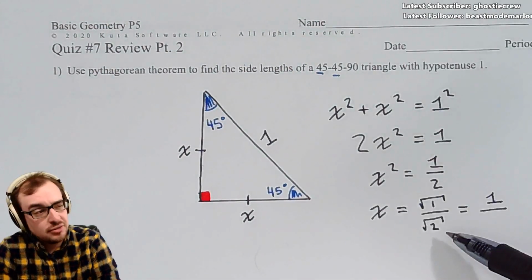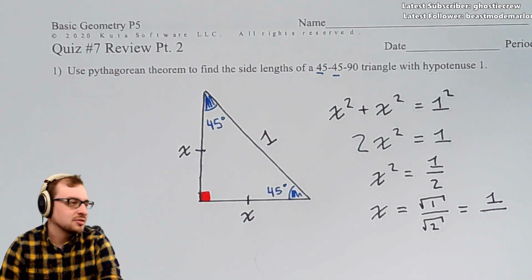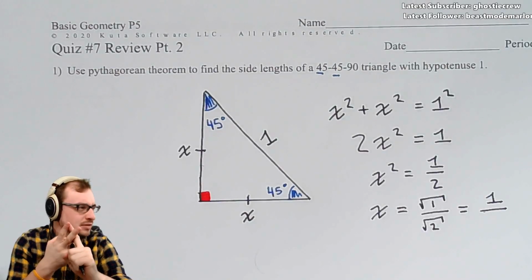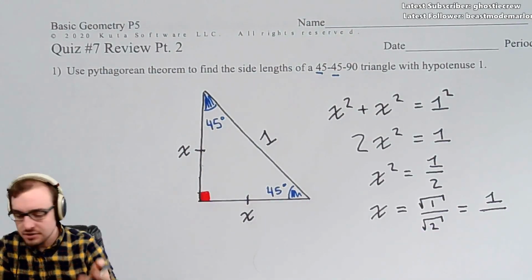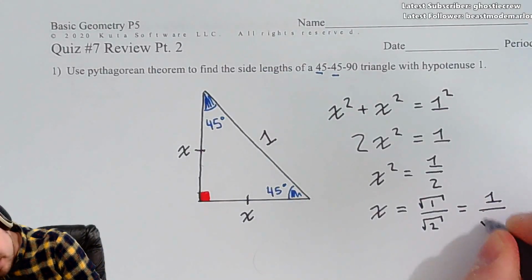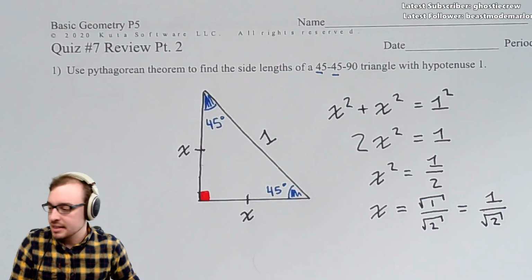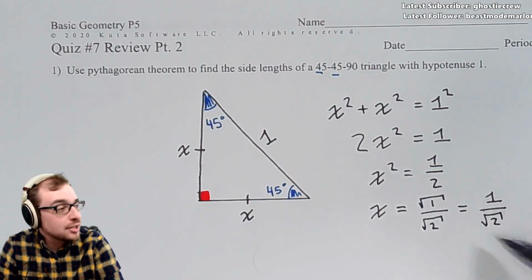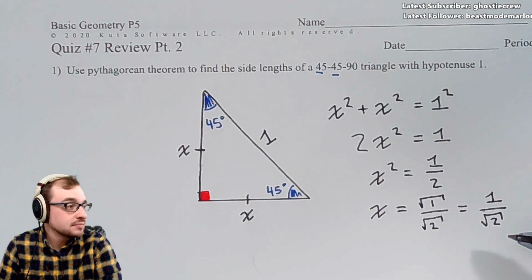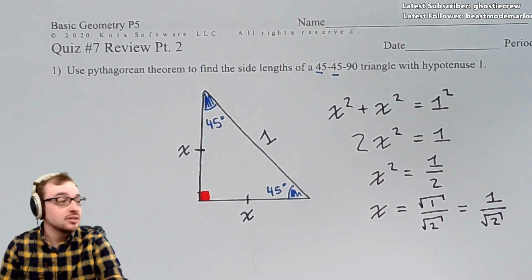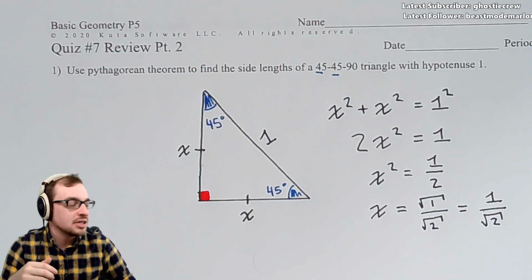What number times itself gets me 2? Well, there isn't a whole number times itself that gets you 2, because 1 times 1 is 1, 2 times 2 is 4, right? We're already too big. So what number times itself gets 2? Well, root 2 is the answer. Can't get any simpler than that. Now, because this is a fraction, we have to check, do we have a radical in the bottom? And if we do, it is simpler to get rid of that radical and have something on top instead.